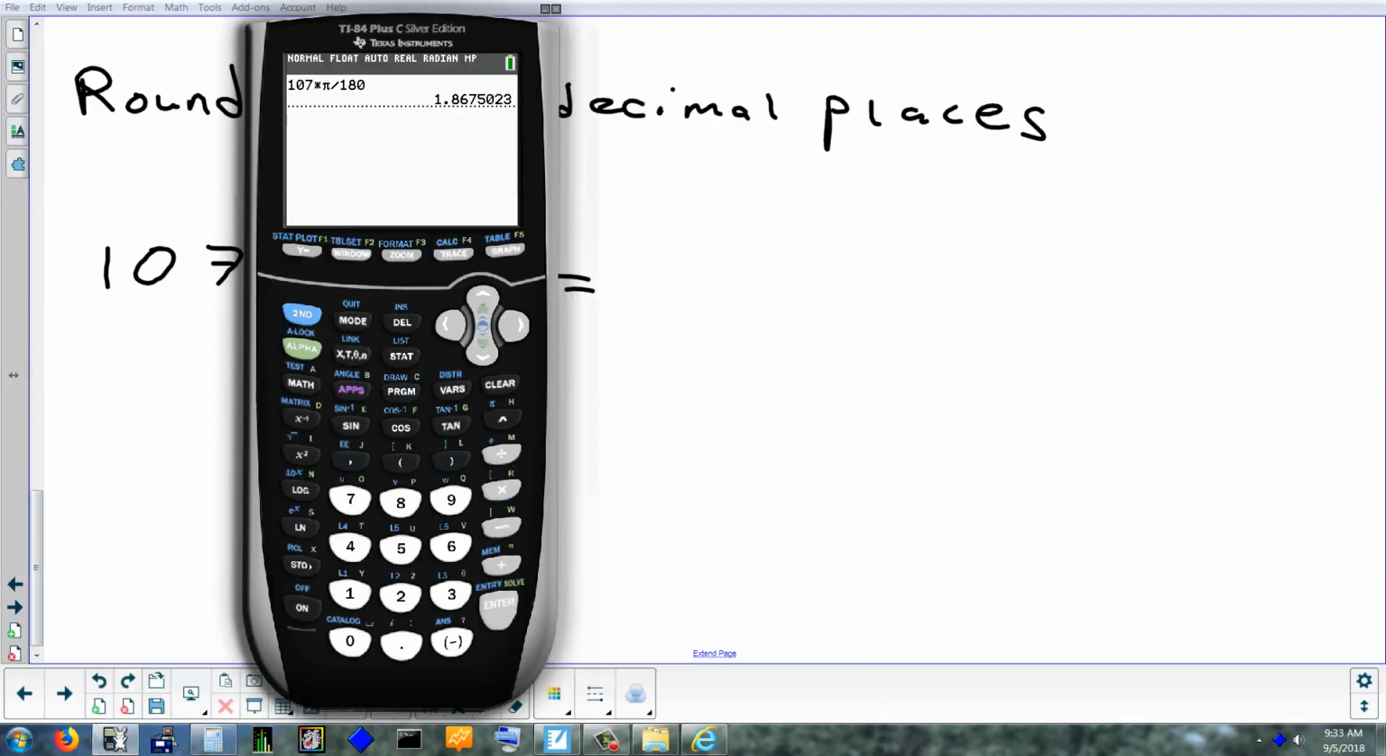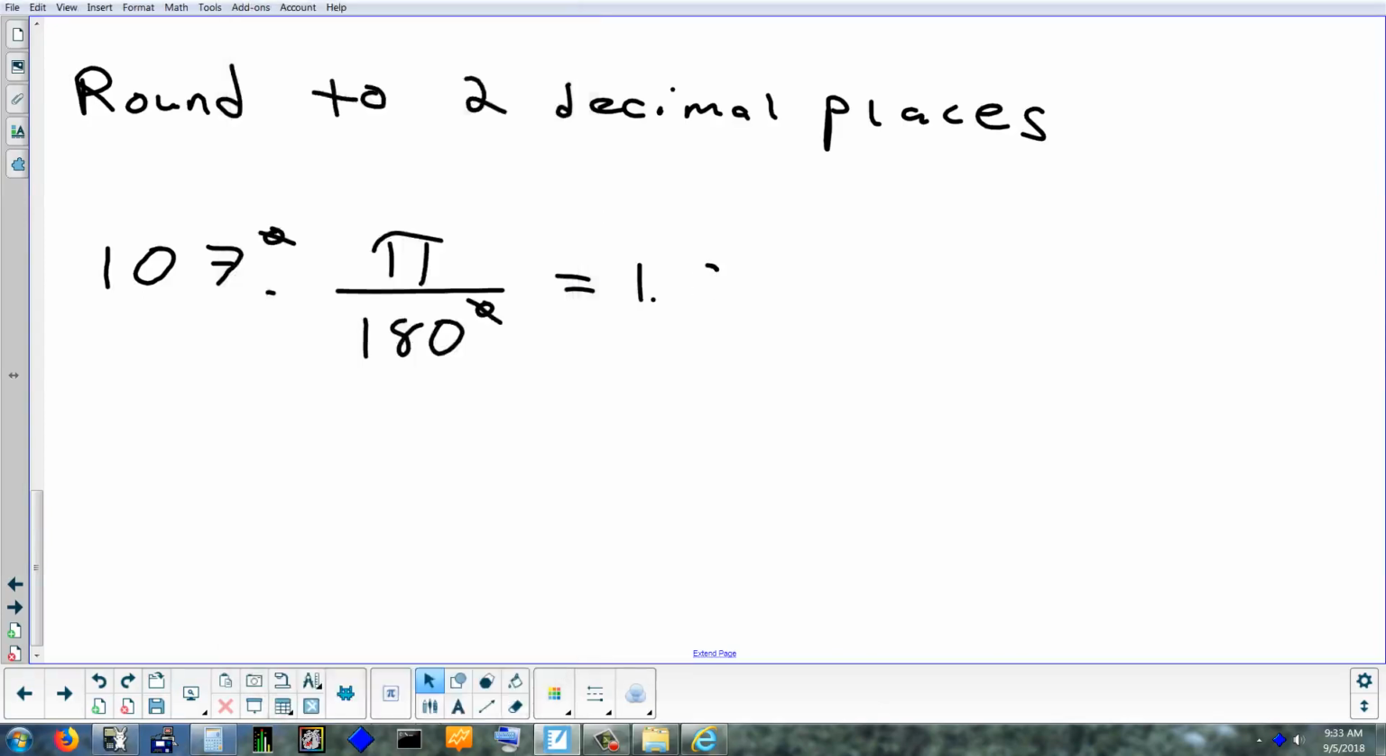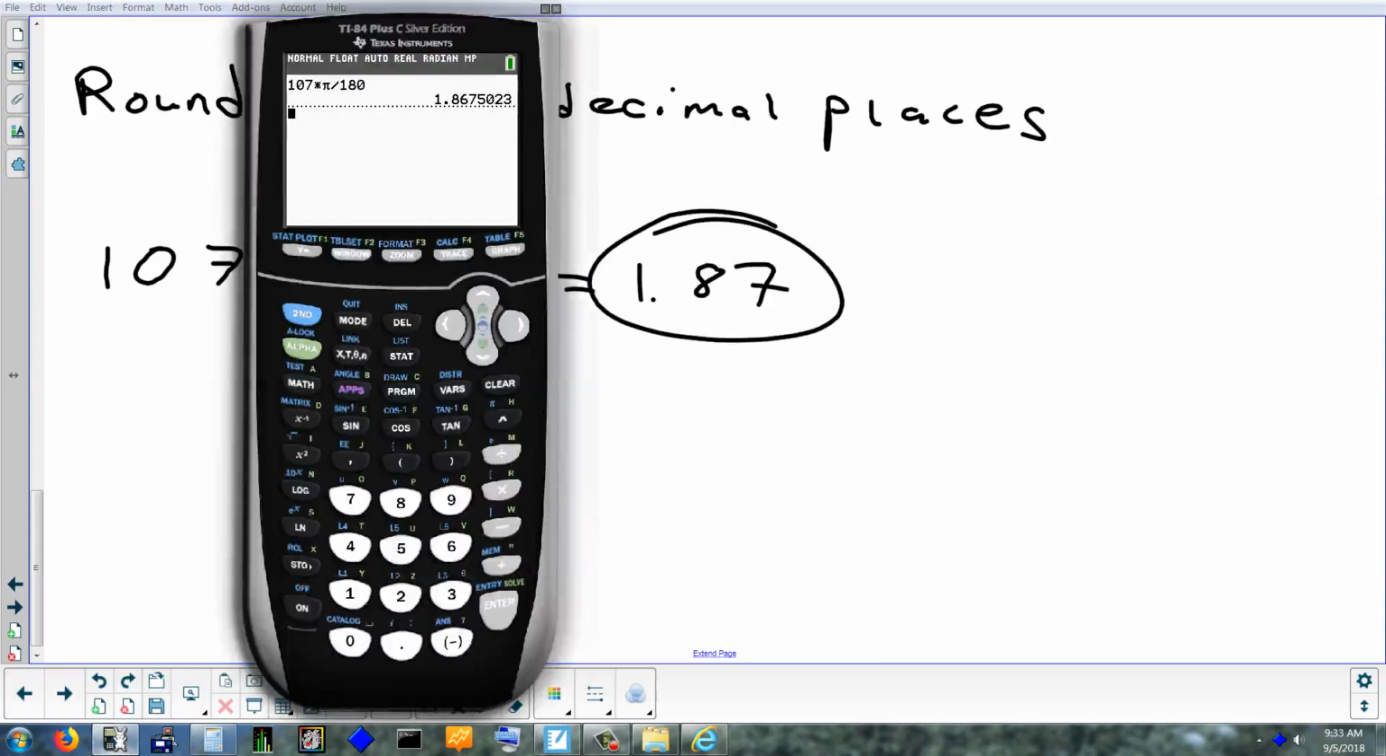Is it good if we just use 3.14 for pi? You want to use the pi button. I'll show you what happens on the next problem we do if you don't. It might mess up the accuracy a little bit. Okay, so that comes out to 1.87. Remember, not 1.86. If it was a multiple choice question and one of the answers was 1.86 and one was 1.87, 1.86 is wrong. That's not properly rounded. Okay. Any questions on that?